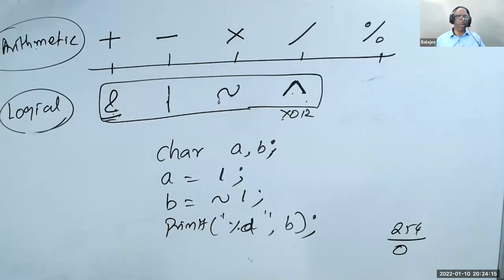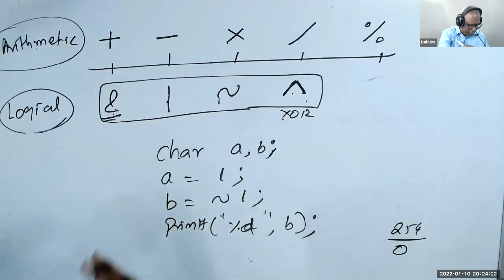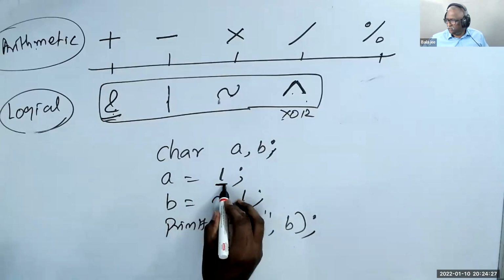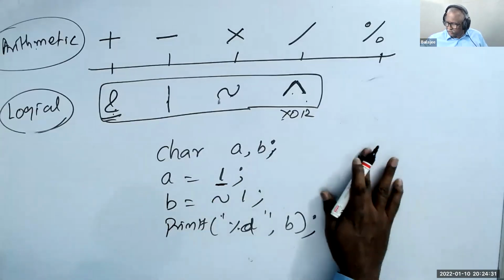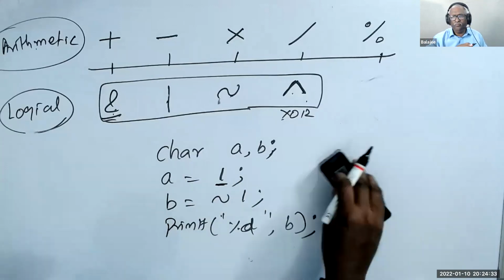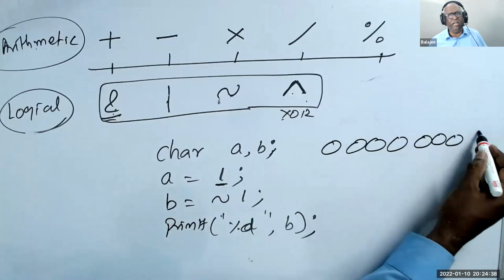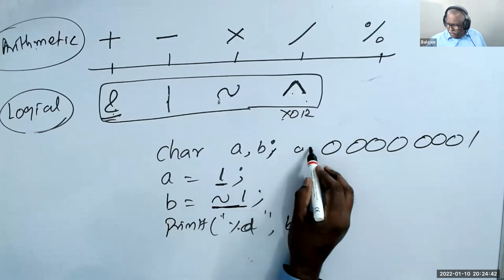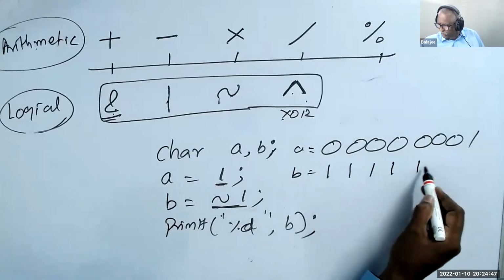This is a problem I'm telling you. This is what it is all about in C language. Please understand, this is not about programming. This is about C language. Now what happened? I've written 0, 0, 0, 0, 0, 0, 0, 1. When I put not of 1, this is A. B becomes 1, 1, 1, 1, 1, 1, 1, 0.